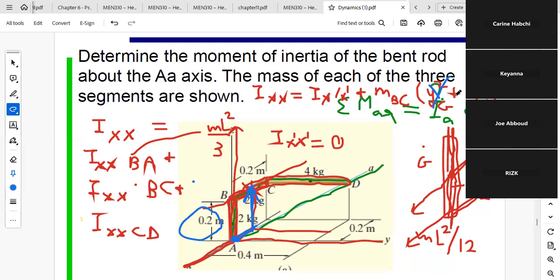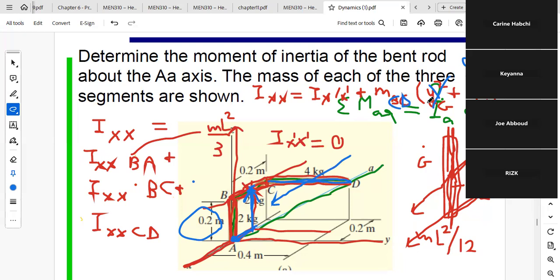Okay, so I replace Z of G by 0.2, and I can deduce the value of Ixx for BC. Now I still have Ixx for CD. So if I take now CD, I should do the same for CD. If I take an axis x prime parallel to x, the inertia about this axis, since this axis is perpendicular to CD, is ml squared over 12. And now I need to apply the parallel axis theorem. So I should do Ixx plus Ix prime x prime plus mass of CD.